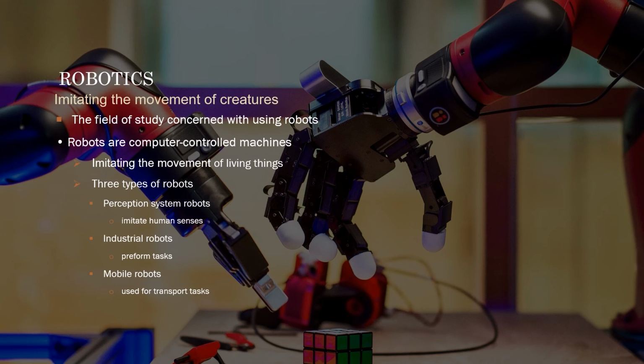Lastly, I will discuss robotics. Robotics is a field of study concerned with using robots. Robots are computer-controlled machines, and they imitate the movement of living things. There are three types of robots, such as the perception system robot, which imitates human senses. The industrial robot will perform tasks like the picture provided in the slide, and the mobile robot is used to transport tasks. Now, I would like to invite my teammate Azlina to discuss mobile apps.